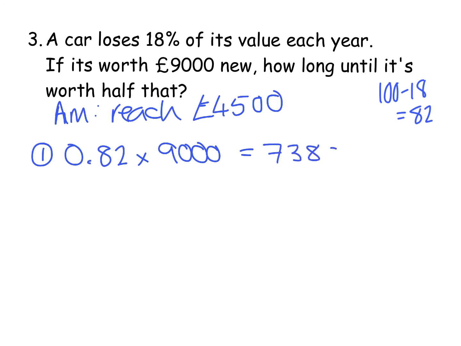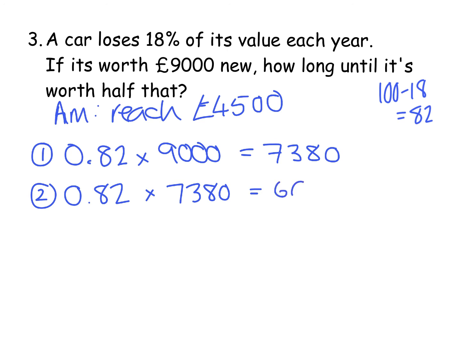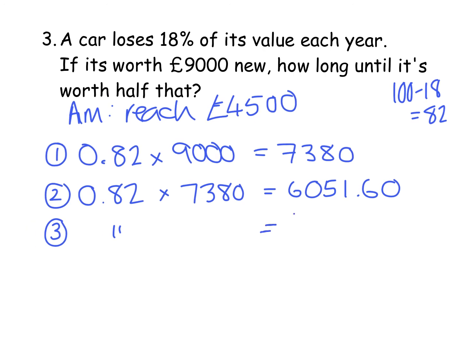which on my calculator gives me 7380. Now year 2, I'm going to do the exact same sum. I'm then going to do 0.82 times that value. And it's going to give me 6051. And all I did was I kept that number on my calculator screen and I times it by 0.82. For year 3, I'm going to skip the working and I'm just going to type times 0.82. Gives me 4962. So we're nearly there.